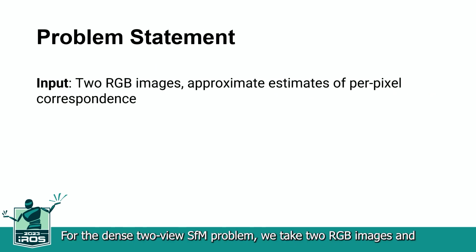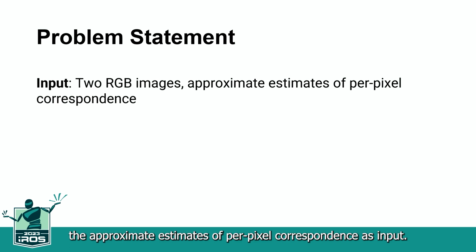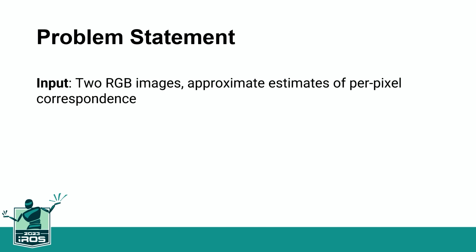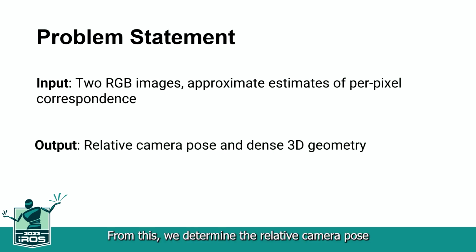For the dense two-view SFM problem, we take two RGB images and the approximate estimates of per pixel correspondence as input. From this, we determine the relative camera pose and dense 3D geometry.